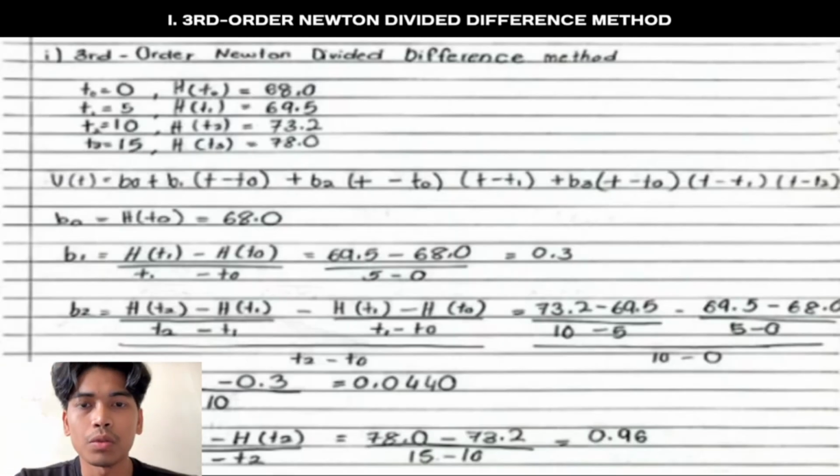So now we go to the first question, which is using the third order Newton divided difference method. Since the point given is T equals 7, we need to find the 4 nearest points, which are T0 equals 0, T1 equals 5, T2 equals 10, and T3 equals 15. Since the V(T) equation is given, we need to find the coefficients: B0 equals 68.0, B1 is 0.3, and B2 is 0.0440, and then we proceed to find B3.